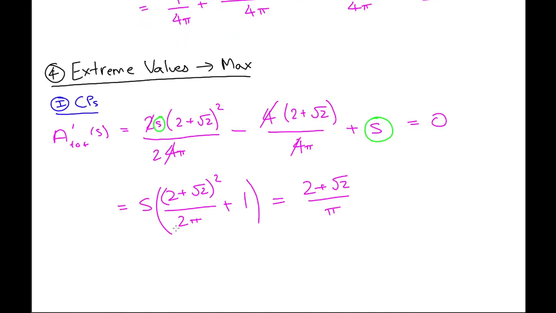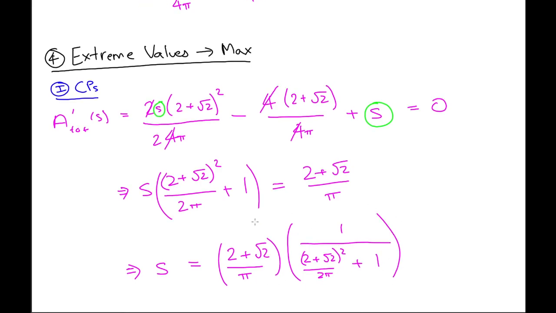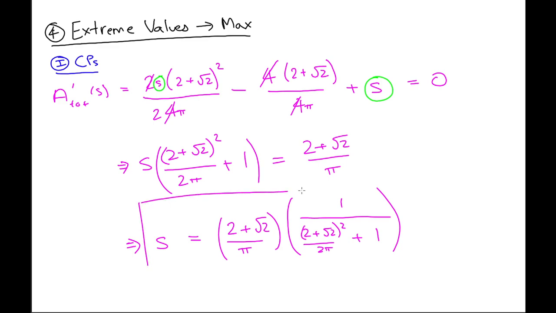So we're just going to divide by this quantity down here, which is a horribly nasty number. So we'll be left with s equals, so s is going to equal 2 plus root 2 over pi times 1 over this thing. So 1 over 2 plus root 2 squared over 2 pi plus 1. And that's your critical point, right? Nasty number if there ever was one, but that's your critical point.